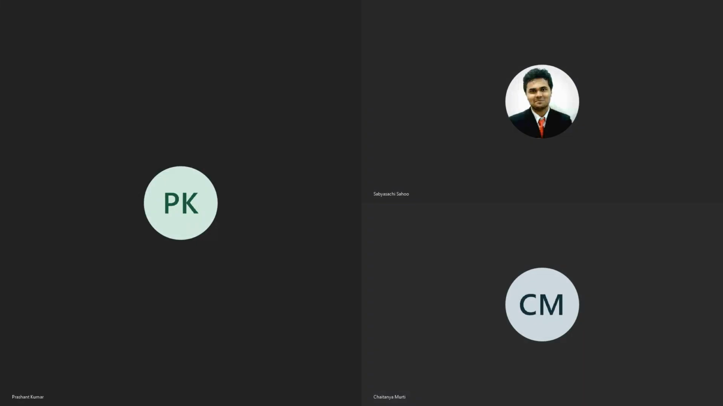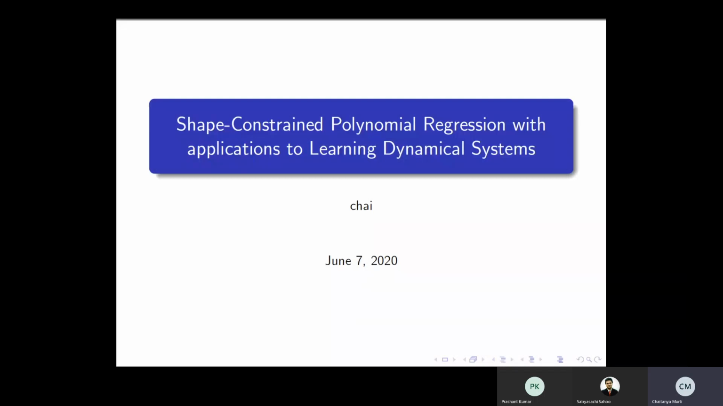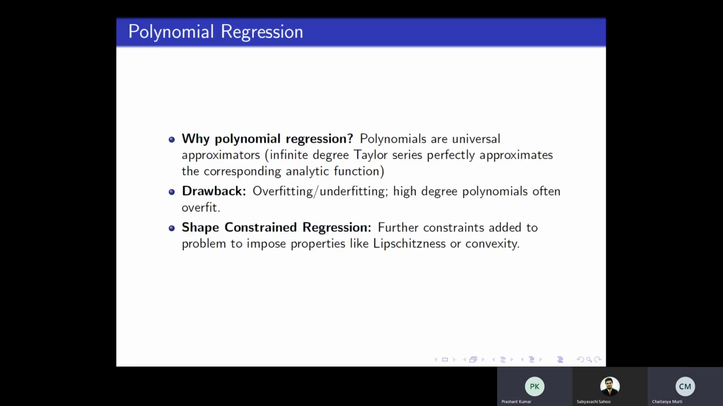Fantastic. Okay. So this talk is about polynomial regression, with a brief application to learning dynamical systems. I'll explain what that means shortly. So let's dive right into it. What is polynomial regression?